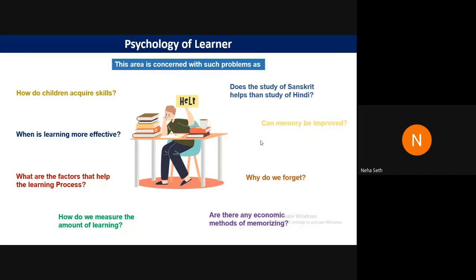When we talk about the psychology of learners, these are the areas concerned, and these are the problems that students generally face, like how do children acquire skills? When we are talking about skills, how can they acquire the skill?